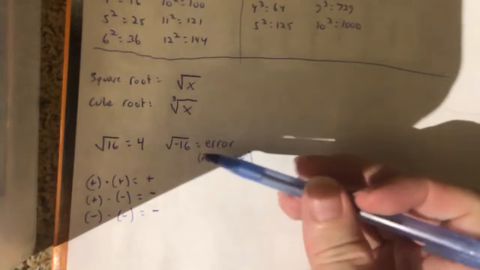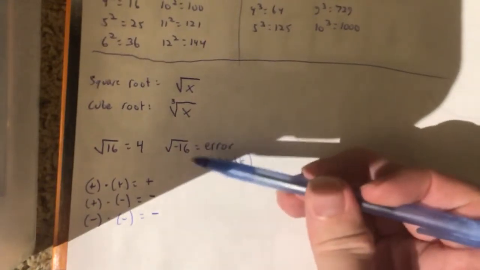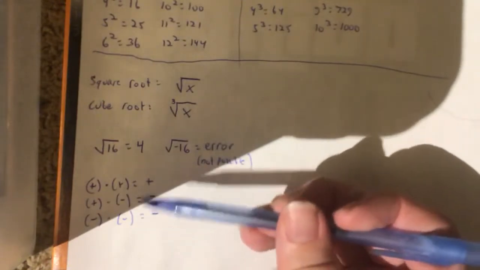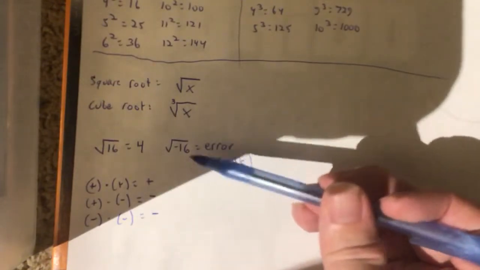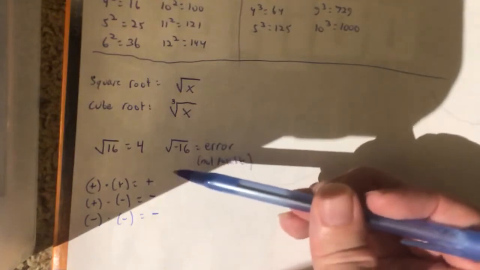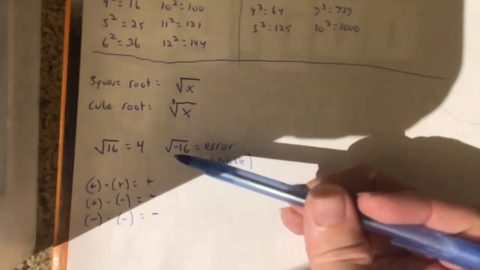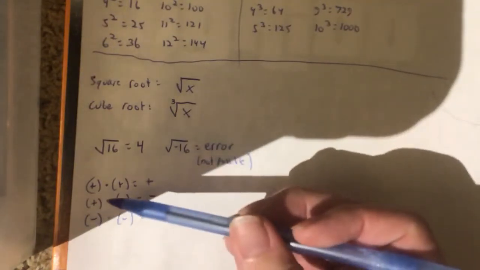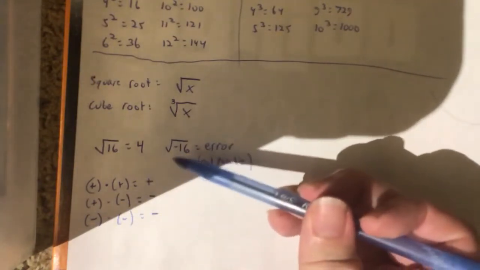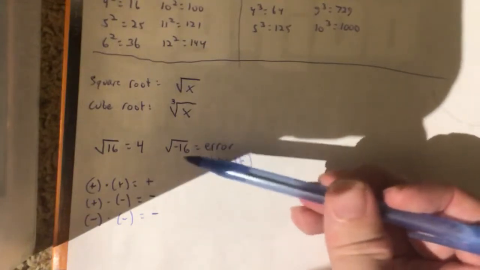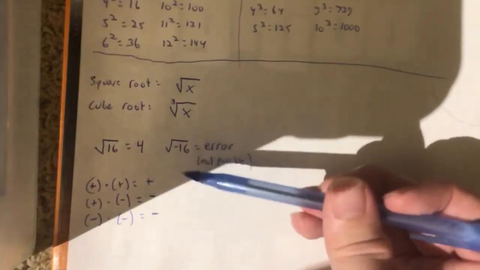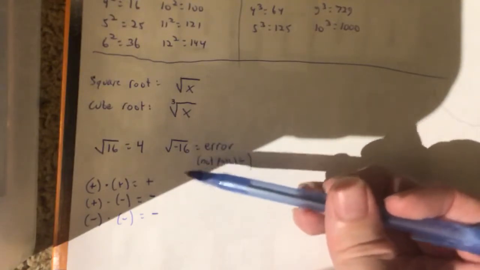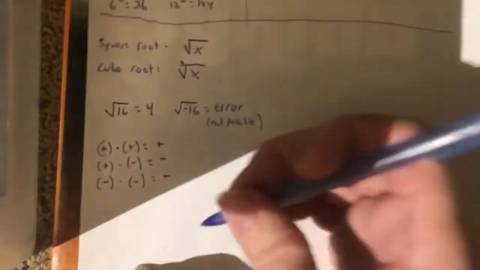So it's saying I need the same number multiplied by itself to give me negative 16. And there's no way for me to do that. If I did negative 4 times negative 4, that's going to give me positive 16. 4 times 4 is positive 16. I would need one negative and one positive to give me a negative. So there's no way to take the square root of a negative number, because when I multiply a number by itself, it's always positive. So I cannot take the square root of a negative number.